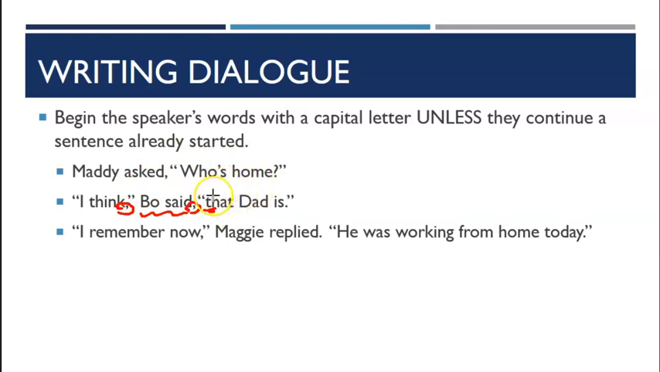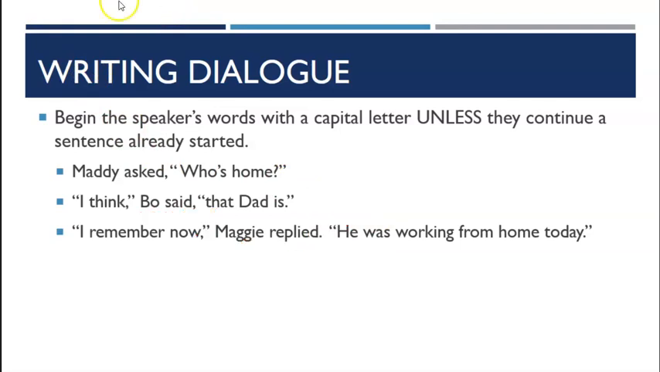It's using some kind of conjunction like that or and or but that indicates for sure we've got the same sentence. Otherwise, it's going to be run like this. "I remember now," Maddie replied. "He was working from home today." So in this case, we have our comma here again, separating our dialogue from our tag, Maddie replied. But notice this time it's a period, not a comma, because the next is a complete sentence on its own. Maddie said two complete sentences. So because of that, we put a period after our tag and we capitalize her second sentence.